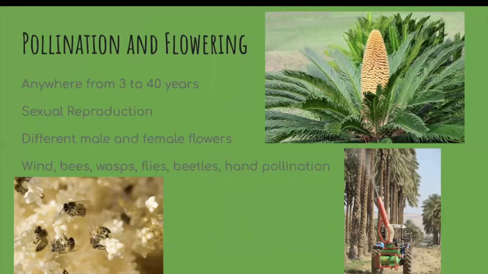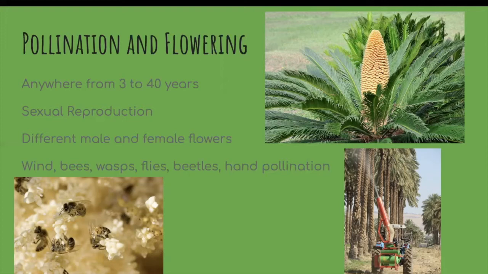So with the pollination and flowering process, palm trees can flower anywhere from 3 to 40 years. So it can take a very long time for that to actually happen before they start to reproduce. They are sexually reproductive, and unlike most flowers where there are both male and female organs on the same flower, there tend to be different male and female flowers. They can be pollinated by wind, bees, wasps, flies, beetles, and even through hand pollination.